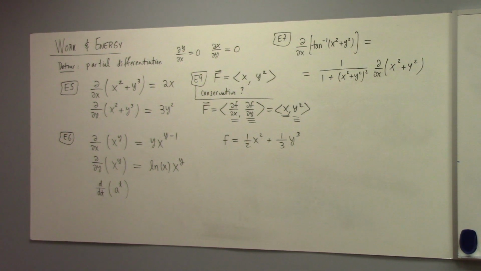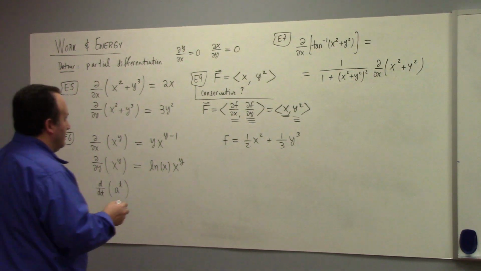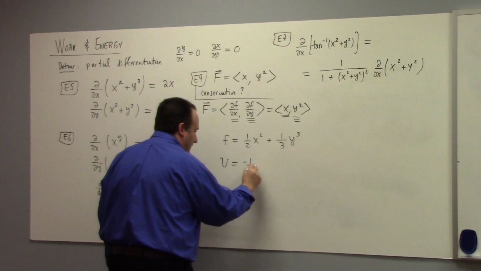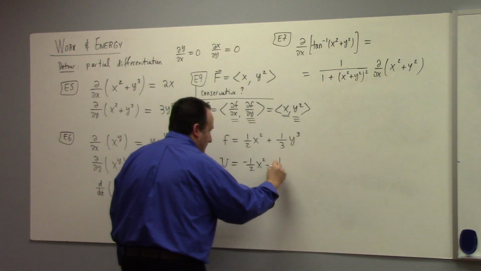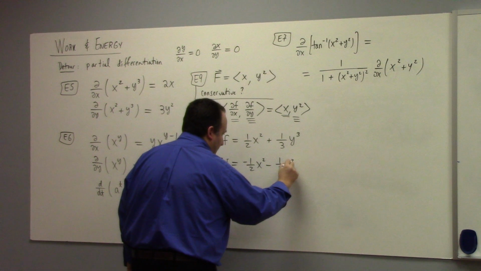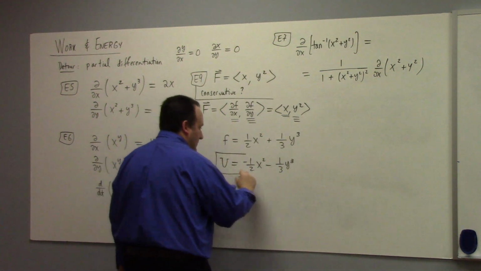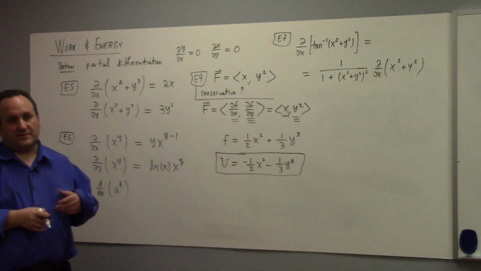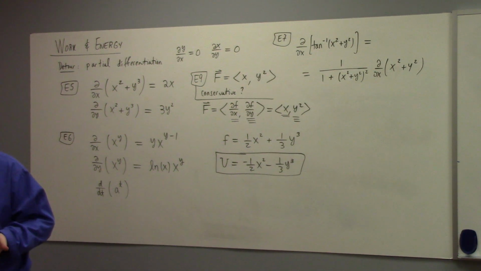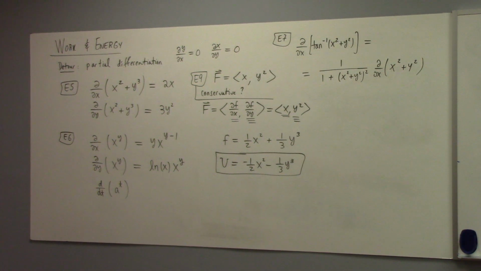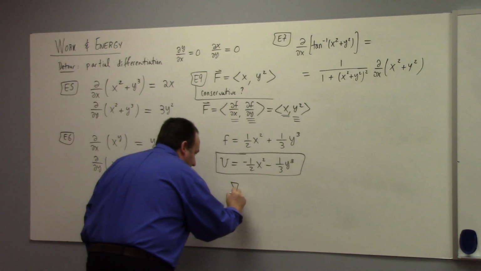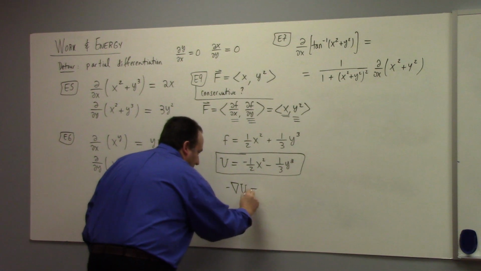What would the potential energy be for this function? I'd write u is minus 1/2 x squared minus 1/3 y cubed. This would be the potential energy function for that force field. Because if I take the gradient of that and multiply by -1, I get the force back again. You can calculate the gradient of this u with a minus is equal to F.